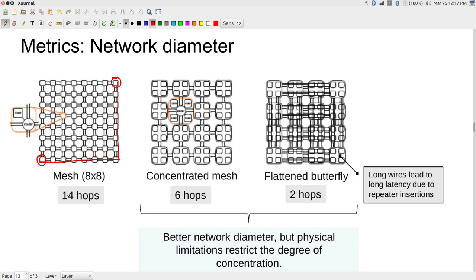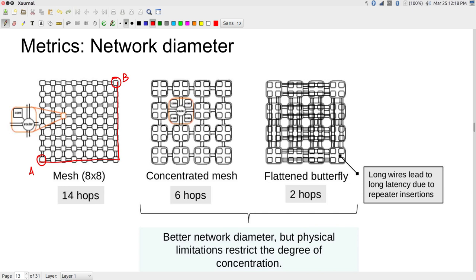I would need to jump through, this is an 8x8 mesh, so 7 hops to get to one end, another 7 hops to get to the other vertical end. Okay, 14 hops no matter which way you look, right? Pretty much any way that you try to get through this, the best case scenario is that I need to do 14 hops to get from, in this case, A to B, right?